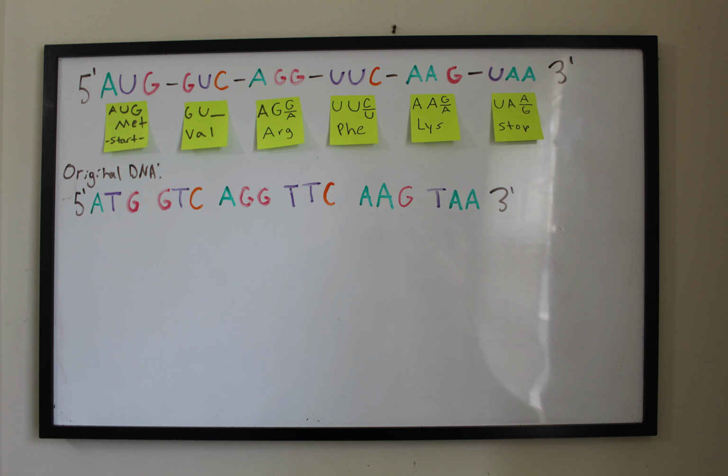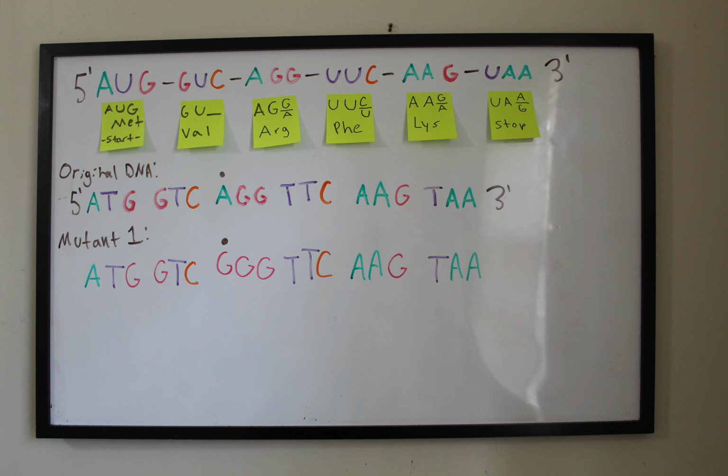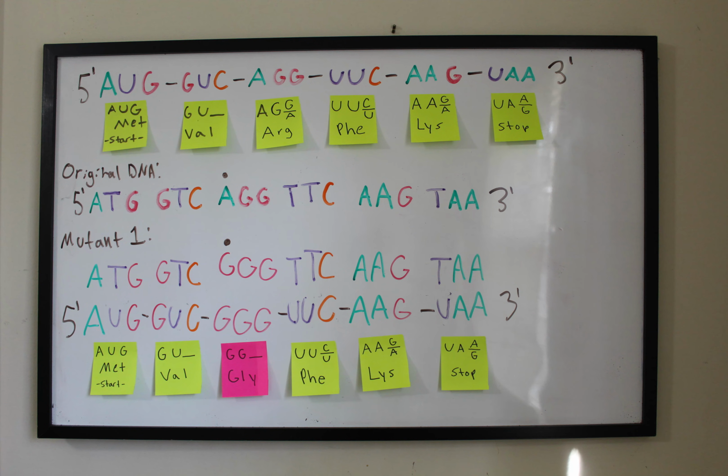I will put back up the original DNA sequence and compare it with our first mutated sequence. This involves a transition of an A to a G and results in arginine becoming glycine in the amino sequence. This single change in an amino acid within the sequence is called a missense.